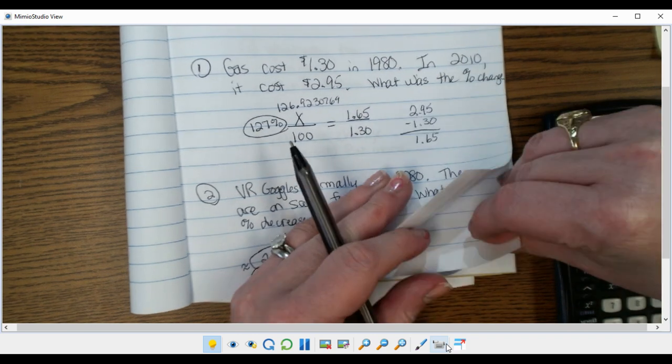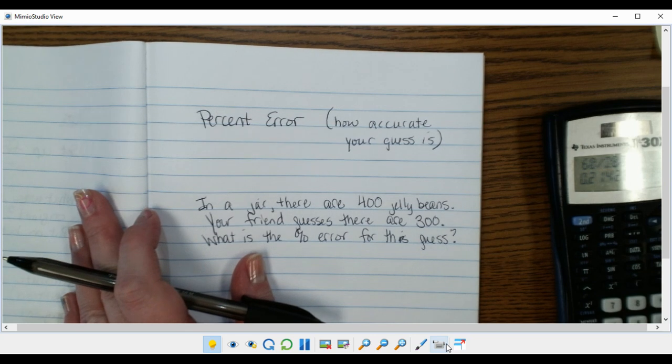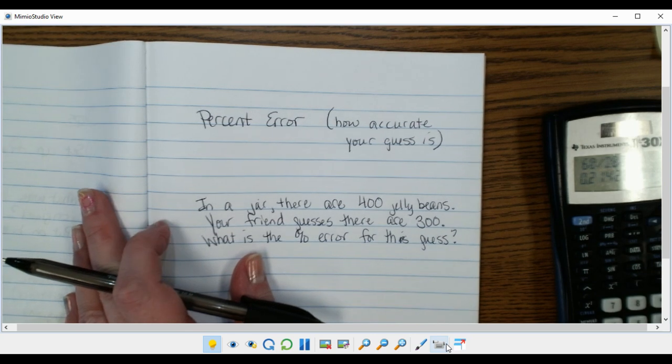Now, there's another wording that they might use, and it's called percent error. And basically, it's how accurate your guess is or how accurate your data is compared to what really happens. So if I was to take a survey of 7th graders at Glen Landing, maybe I missed a bunch. And that bunch that I missed would change my information. So I need to see how accurate or how inaccurate my information is compared to what really happens.